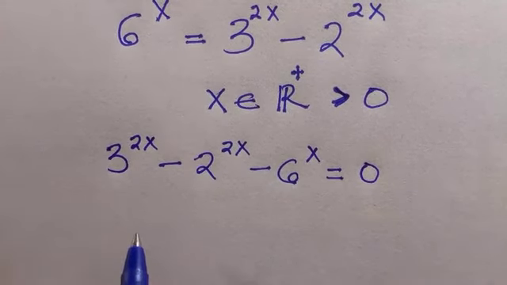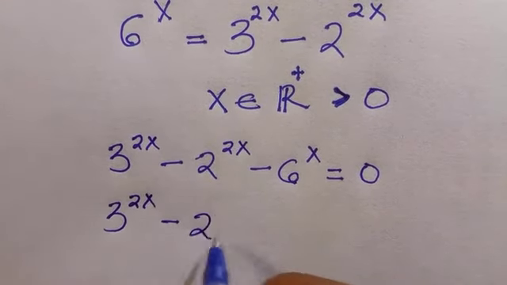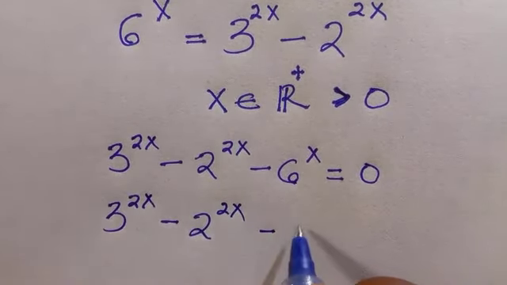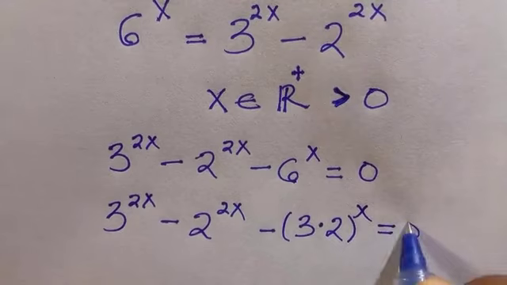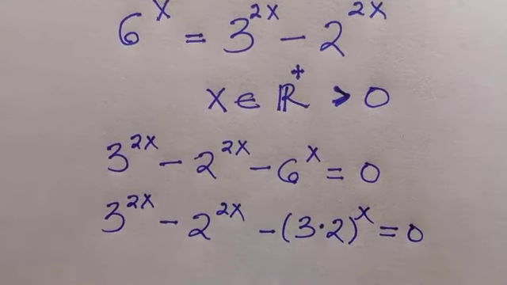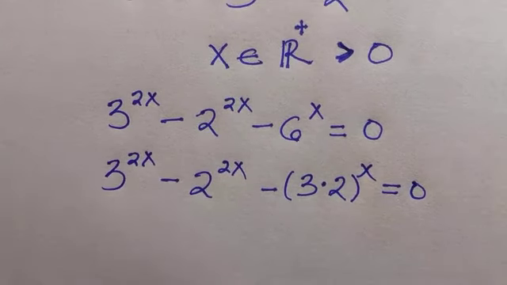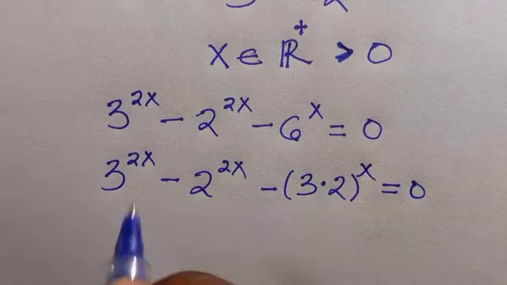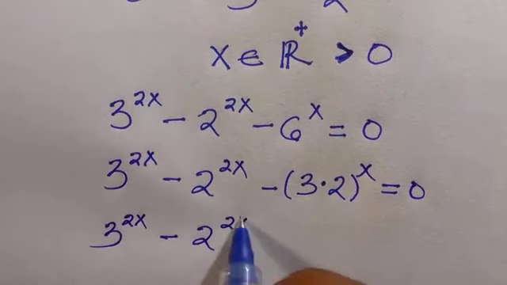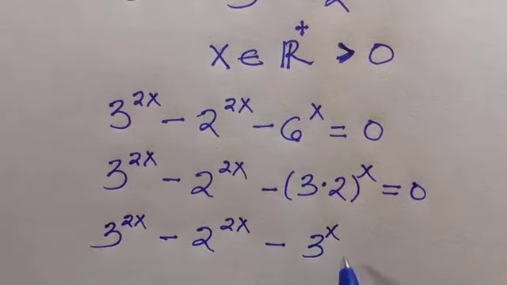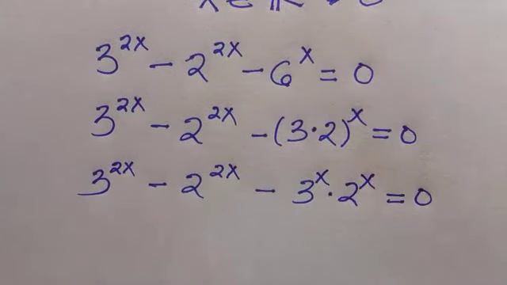The next step is, if I break 6 down, we have 3 raised to power 2x minus 2 raised to power 2x minus, so we can have it as 3 dot 2, then everything raised to power x equals 0. Next, we can apply the law of exponents by distributing the power of x to 3 and 2. Then we have 3 raised to power 2x minus 2 raised to power 2x minus 3 raised to power x dot 2 raised to power x equals 0. And dot here is multiplication.